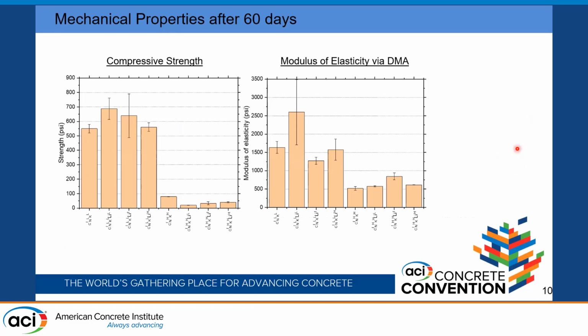Next, we studied the mechanical properties of the ASR gel by testing 1-inch cubes in compressive strength in a universal testing machine at a loading rate of 100 pounds per minute. And we did a dynamic mechanical analysis to test the modulus of elasticity of small disc-shaped specimens having a diameter of 8 millimeters and a thickness of 5 millimeters.